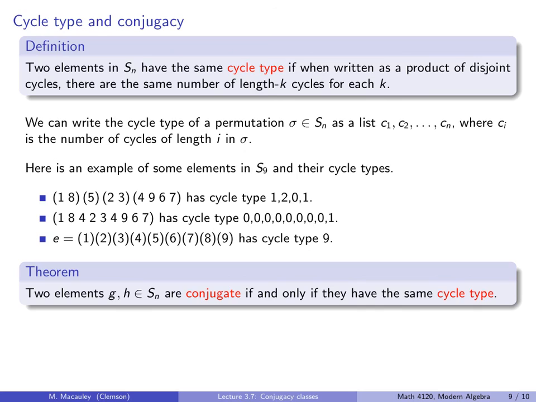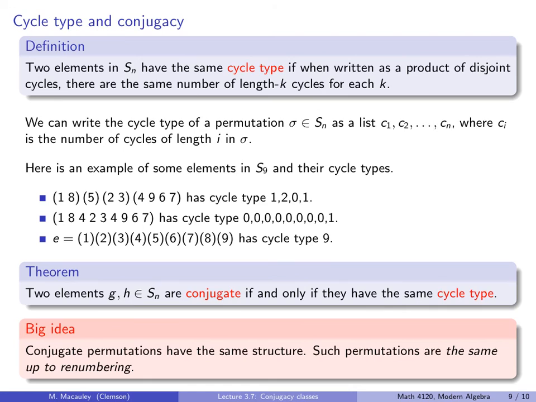Here is the theorem. We won't prove this. The proof is long and messy. It's not really that advanced. It's just cumbersome. 2 permutations in Sn are conjugate if and only if they have the same cycle type. The big idea here is that conjugate permutations have the same structure. Such permutations can be thought of as the same up to renumbering.